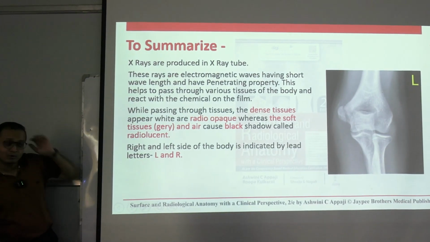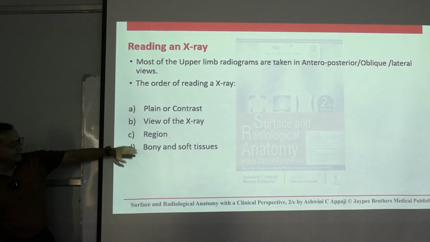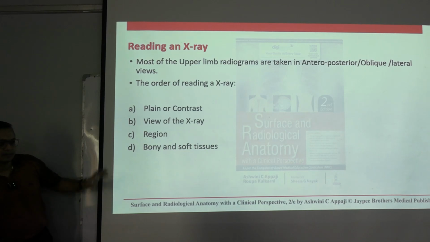So, plain contrast, the view of the X-ray, which region you are seeing here, what you are showing, bony and soft tissue shadows, and whether any joint is included in it or not, all right. So this is the basic thing.